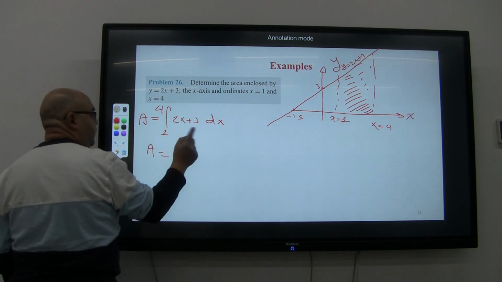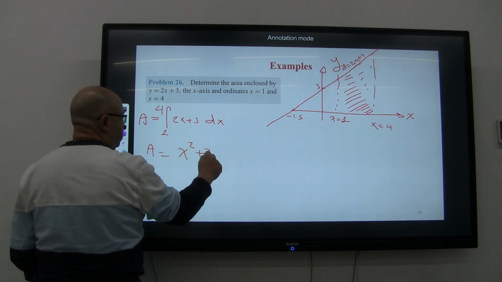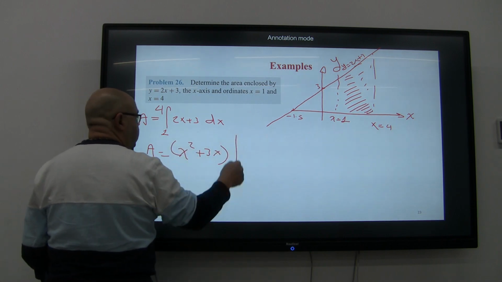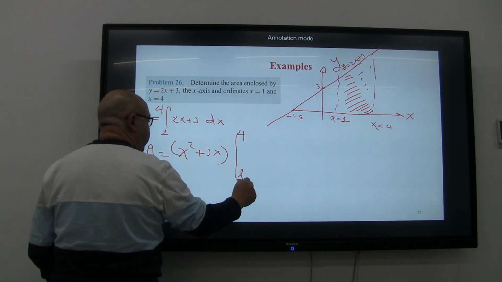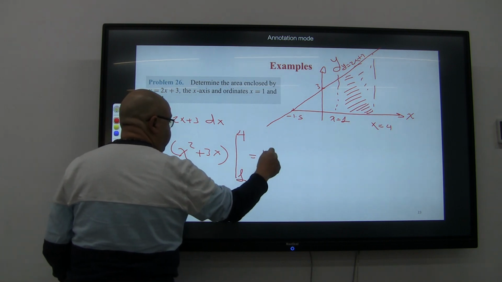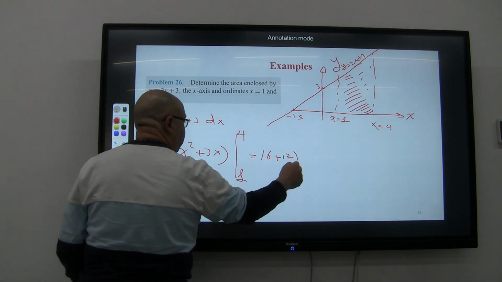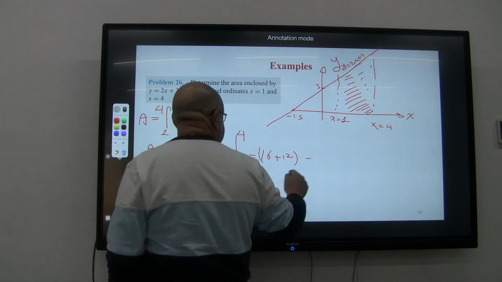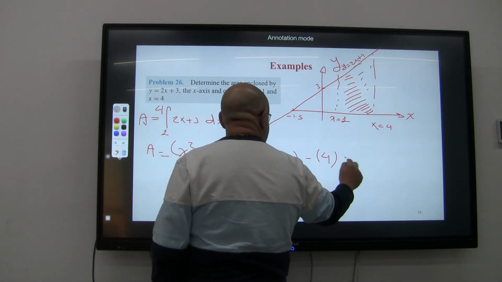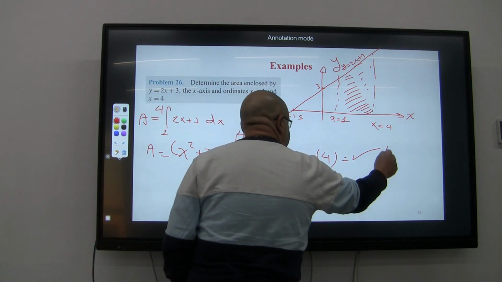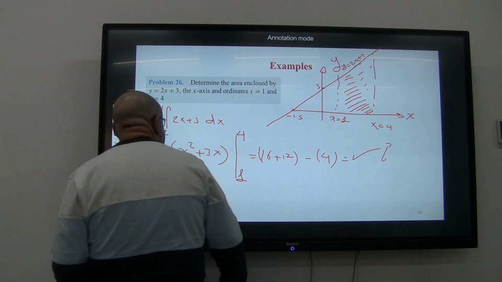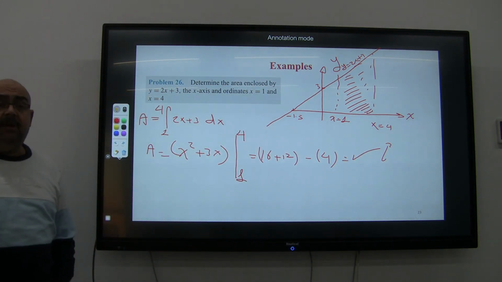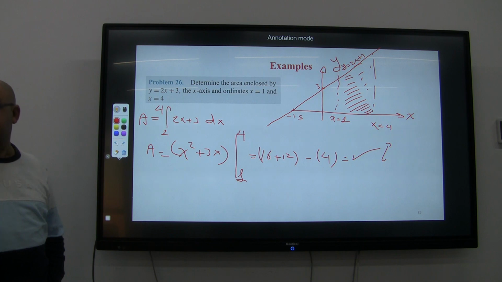Now you can get the area very, very simply. It's going to be x squared plus 3x. Start substituting first by 4, then by 1. So you will end up having 16 plus 12, minus 4, and so you will get your area very soon. This is the main idea about integration, or definite integration.